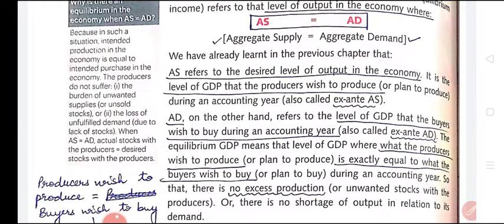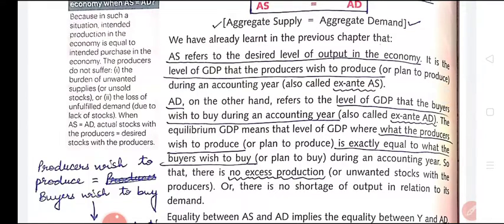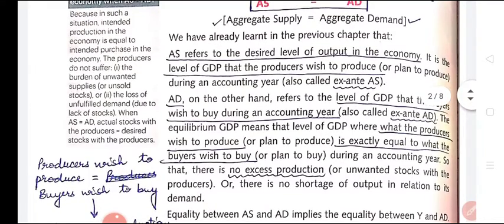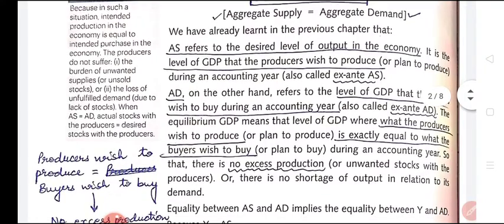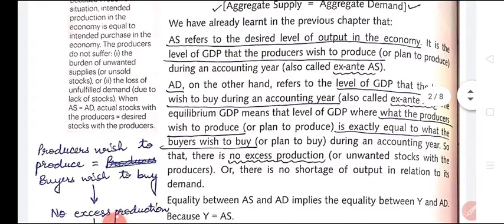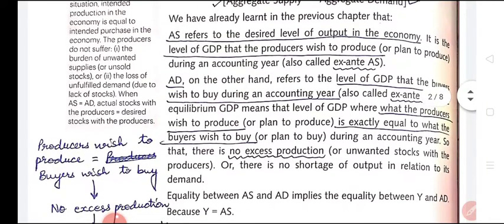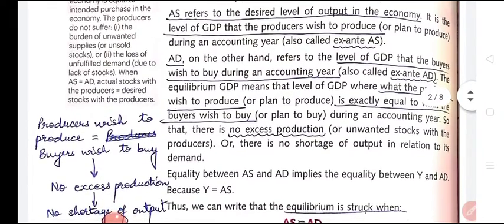As understood before also, let us recapitulate what is aggregate demand and what is aggregate supply. Aggregate supply refers to the planned level of production in the economy, the desired level of production in the economy. It is not the actual production. This is the level of GDP that producers plan or wish to produce. This is also known as ex ante aggregate supply or ex ante AS.